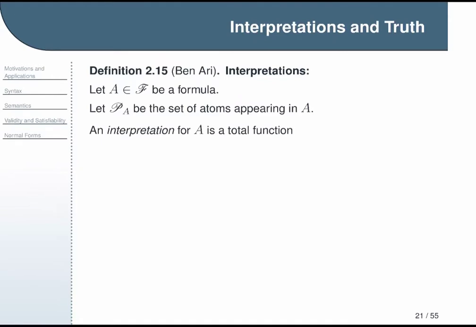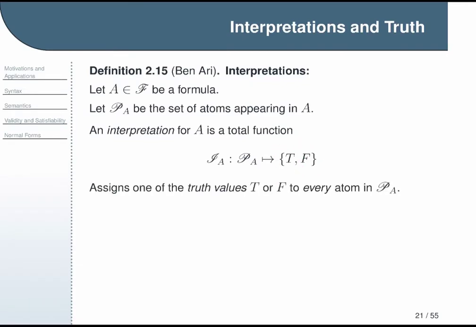And then we define an interpretation, which we represent as fancy I sub A, as a total function from P sub A to this set that contains just two elements, T and F, representing true and false. So in other words, we go through all of the atoms in our set P sub A and we assign to each the value of either true or false. And this is what we call defining an interpretation for a formula.